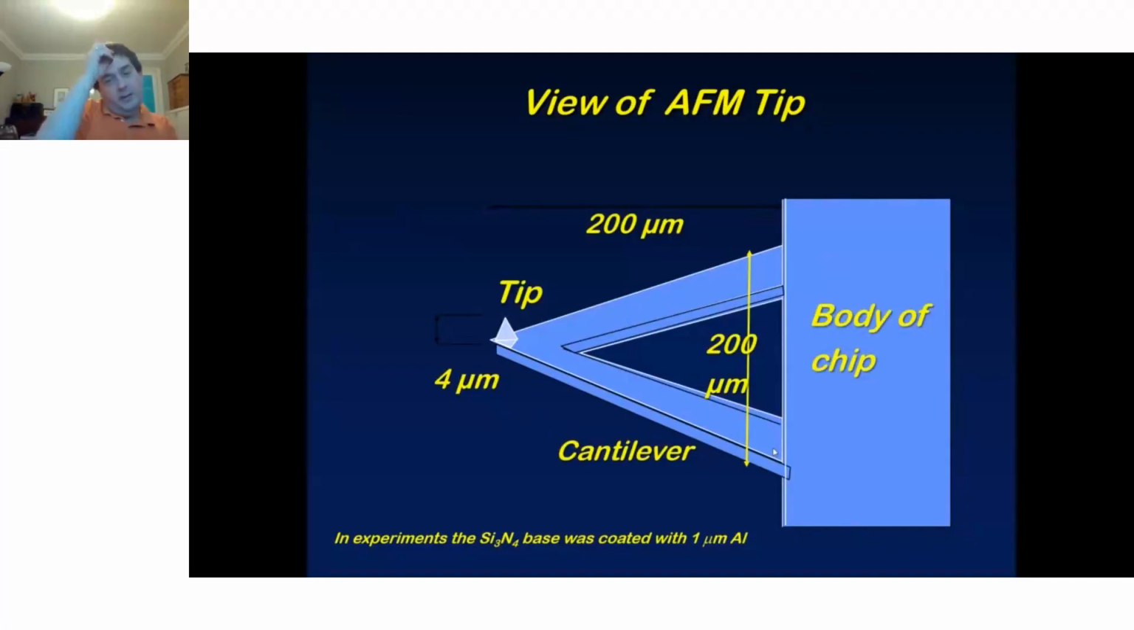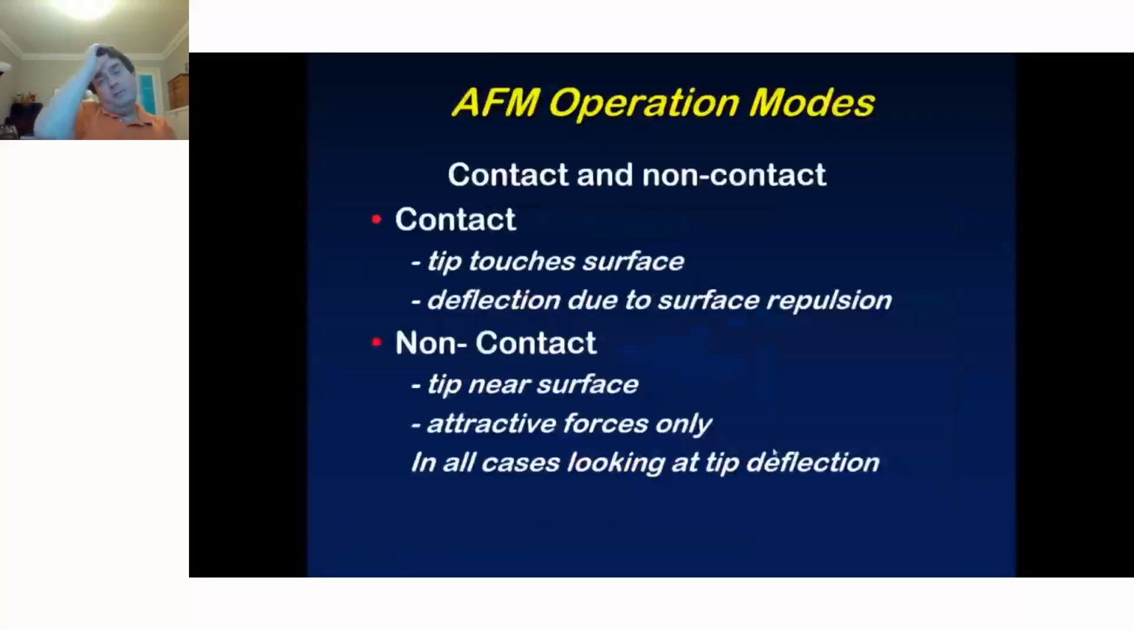We basically used a silicon nitride base chip in this case, and it was coated with a very thin coating of aluminium. That was again to avoid any kind of static potential buildup in the system. And there are a couple of modes of operation. You can have contact mode where the tip touches the surface and you get deflection of the tip due to surface repulsion, or you have non-contact where the tip is near the surface and you're only probing the variation in the attractive forces between the tip of the AFM and the sample. In all cases, you're looking at tip deflection.